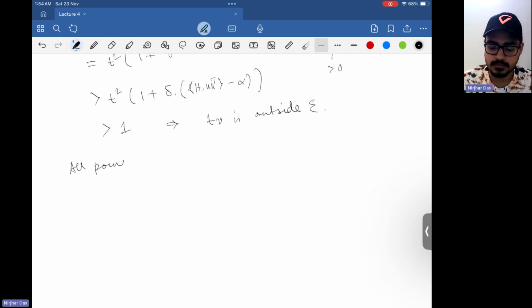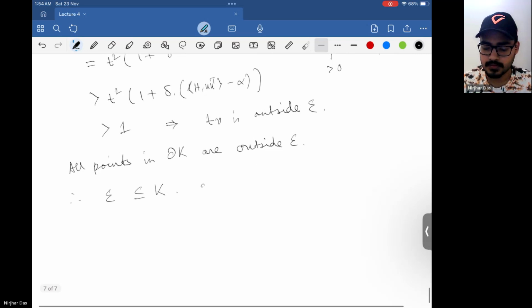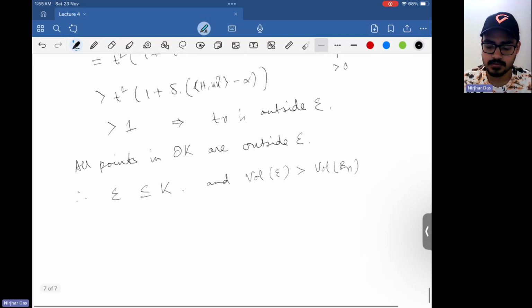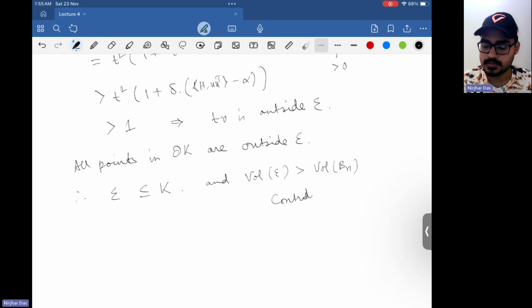So all points in delta K are outside. Therefore, E is totally contained inside the set K, and volume of E is greater than volume of Bn. This is a contradiction because we started with the assumption that Bn is the maximum volume ellipsoid for this K. Hence, what we conclude is that In by n indeed belongs to the convex hull of UU transpose, where U is in delta K intersection delta Bn.